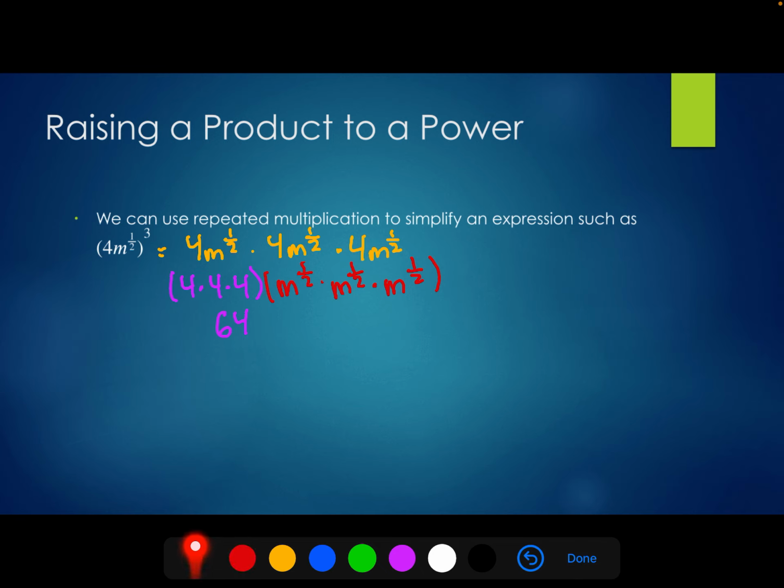So remember, these are being multiplied together, powers with the same base. The same base here is m. So we just add these exponents together. 1/2 plus 1/2 plus 1/2, that's 3 over 2. So this is m to the 3 over 2. And there we have it, 64m to the 3 over 2 power.